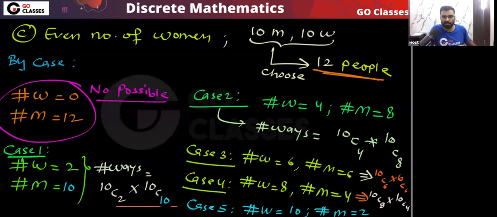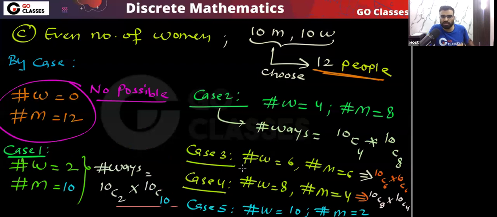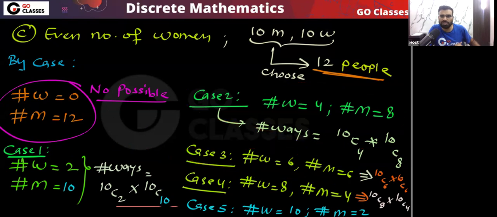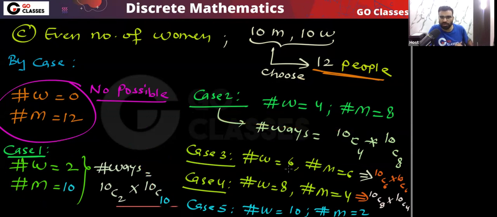So finally, what will be the answer for this part C? The answer will be the summation of all of them, because all these cases that we created are disjoint. You can see case 2 and case 3 have nothing common, because in case 2 we have 4 women, in case 3 we have 6 women. They are pairwise mutually disjoint. There is nothing common between any two cases, whichever two cases you check.